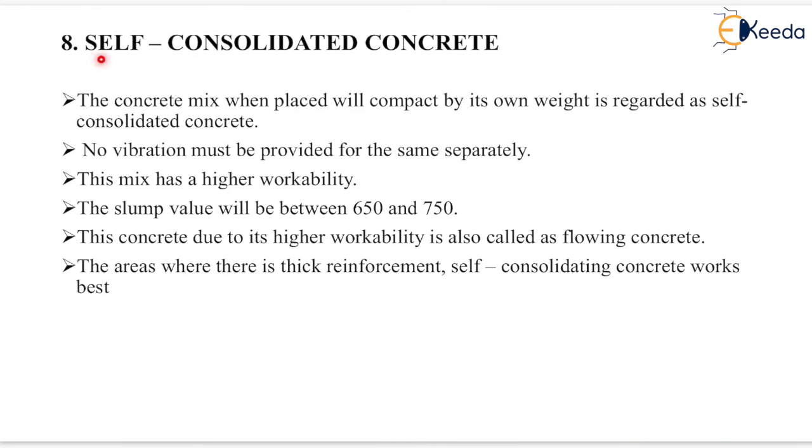Now next is the self-consolidated concrete. The concrete mix that, when placed, will compact by its own weight is regarded as self-consolidated concrete. No vibration must be provided for the same separately. This mix has a higher workability. The slump value will be between 650 and 750. This concrete, due to its higher workability, is also called flowing concrete. In areas where there is thick reinforcement, self-consolidating concrete works best.